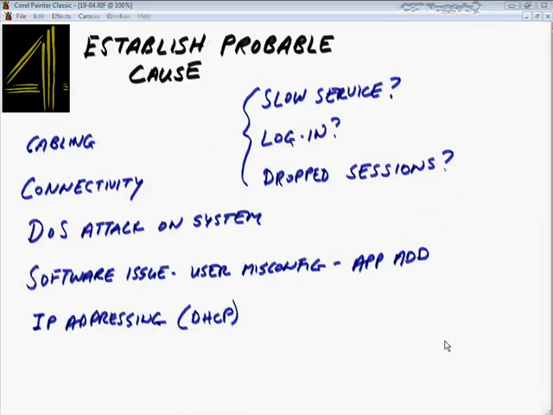So you figured out what your problem is. A user can't log on. You've got multiple users with slow service. You have users who are having sessions, TCP sessions, being dropped. Maybe you have a total outage. Maybe it's a security vulnerability. Bottom line is your next step is establish probable cause.